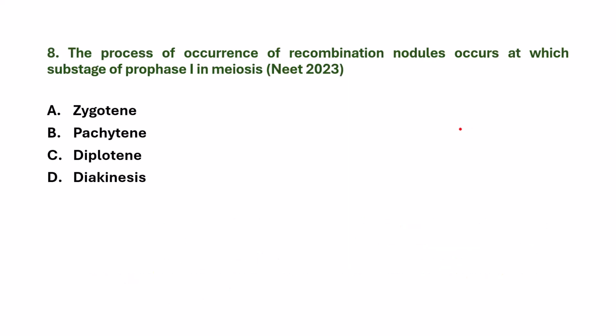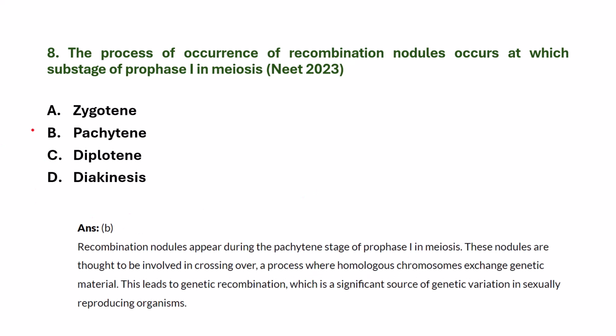The 8th question. The process of occurrence of recombination nodule occurs at which substage of prophase 1 in meiosis? This is from NEET 2023. Options are zygotene, pachytene, diplotene and diakinesis. So let's see. The answer is pachytene.